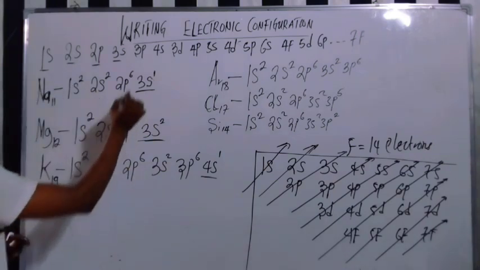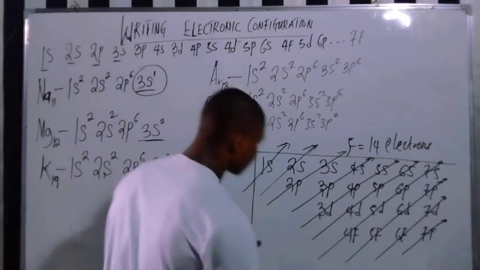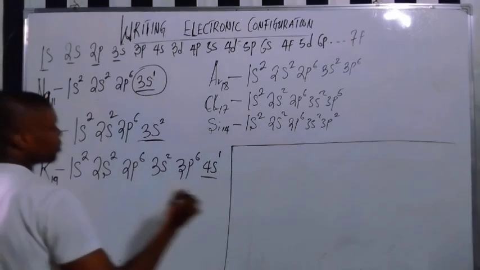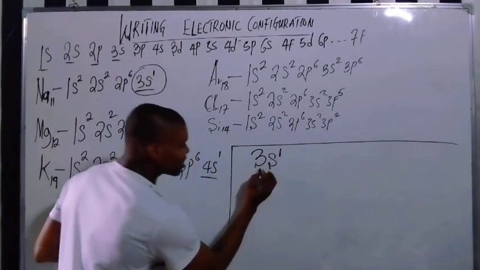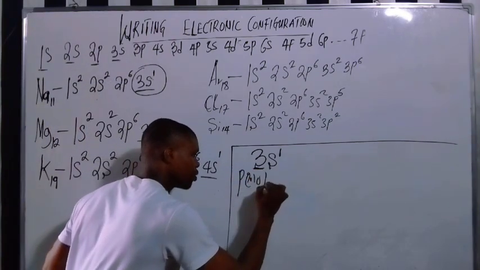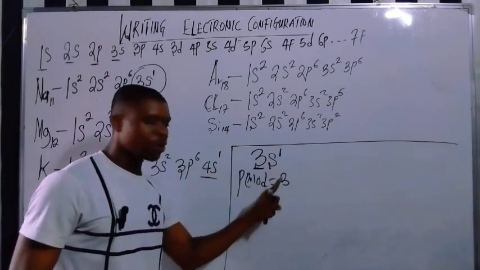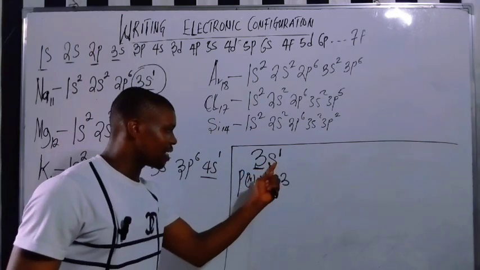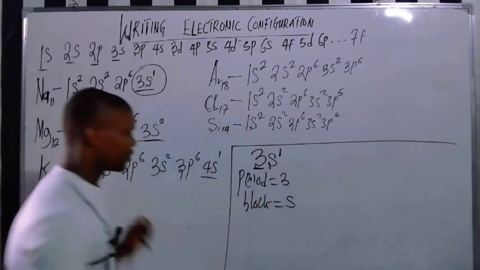If you pick this one here, please pay close attention, 3s1. Can you see that? This 3 here is the period. So it belongs to period 3. Now the block, remember we have the s block, the p block, the d block and the f block, right? The block is s block.